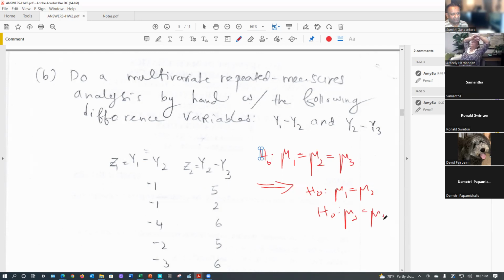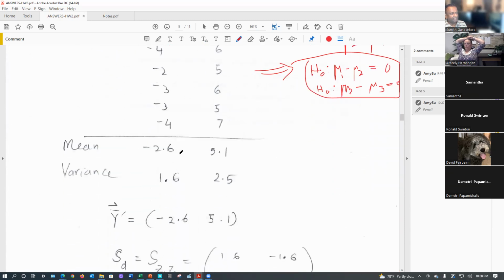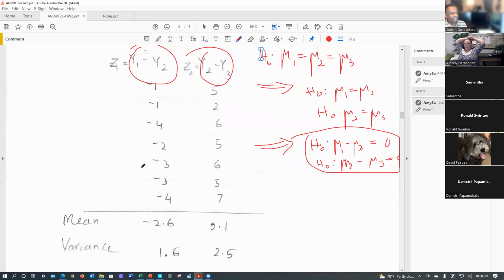Okay. And equivalently, you can again write H naught. I'm still writing the H naught. H naught: mu1 minus mu2 equals 0. And the other H naught: mu2 minus mu3 equals 0. And we are tackling these two at the same time using the multivariate approach. That's why I'm going to do it this way, because I need their difference, the average of the difference. See, I need the average of this.